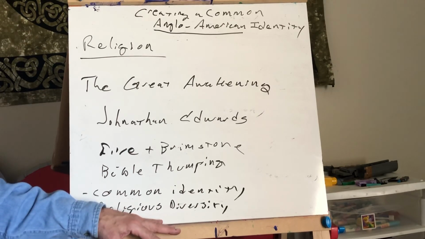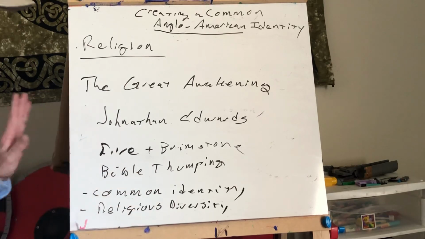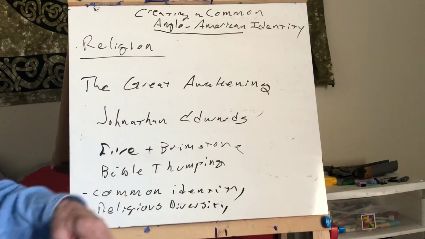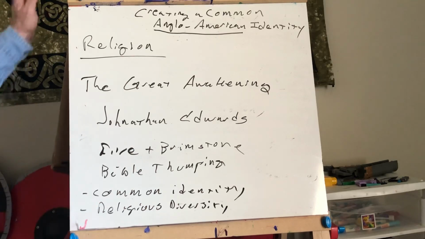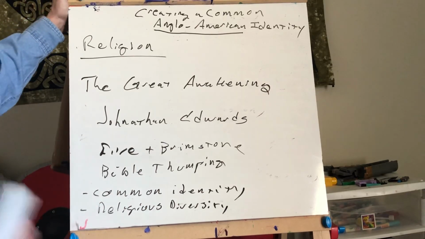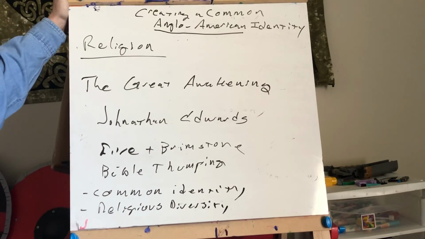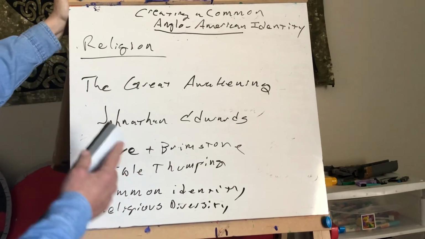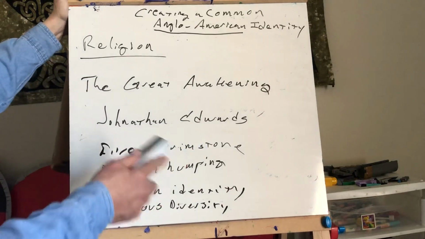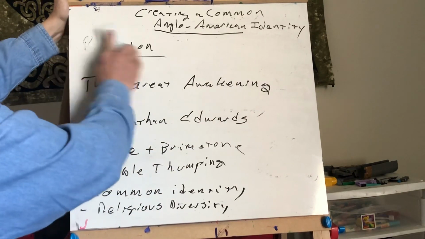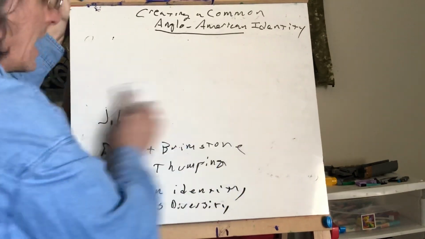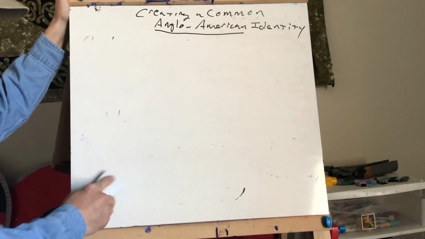to go along with the existing diversity in a lot of the colonies. This is going to be one of the things that leads to increasing calls for separation of church and state during and after the Revolution. All right, so that finishes up this creating a common Anglo-American identity.